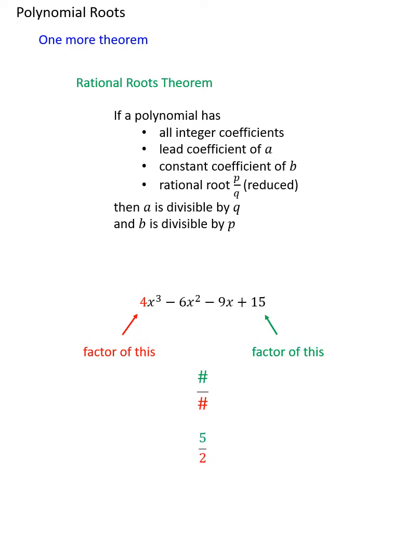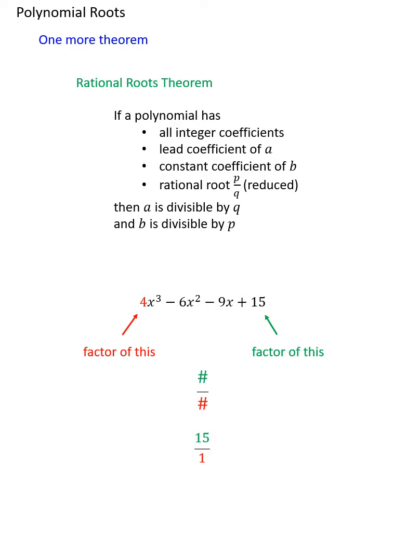For example, perhaps 5 halves is a root of this polynomial. After all, 5 is a factor of 15, and 2 is a factor of 4. Well, that doesn't guarantee that 5 halves will be a rational root, but it is a possible rational root based on this theorem. Is 5/2 actually a rational root to this polynomial? Well, to find out, we'd have to actually plug in 5/2. I did that. 5/2 is not a rational root.